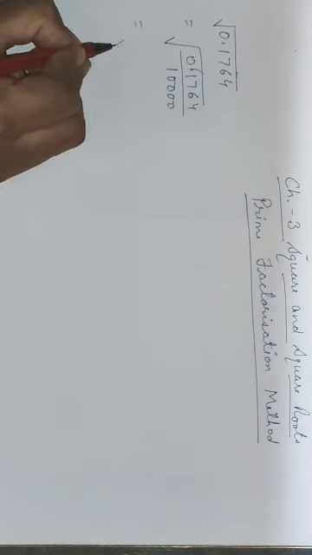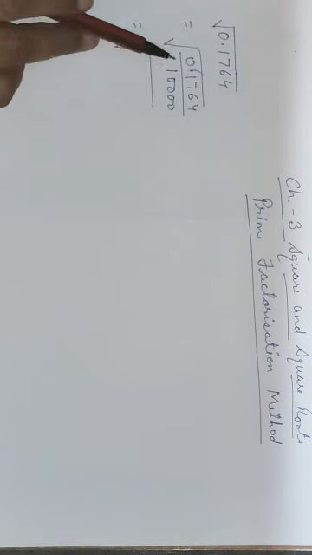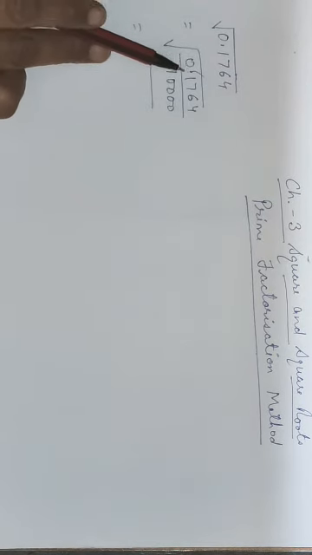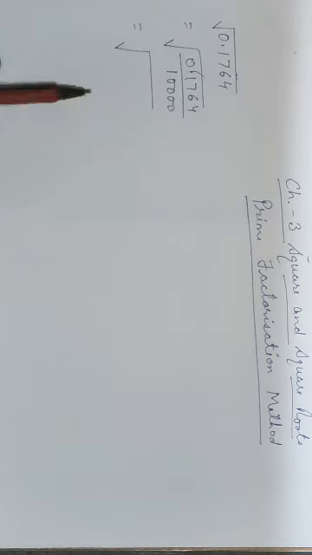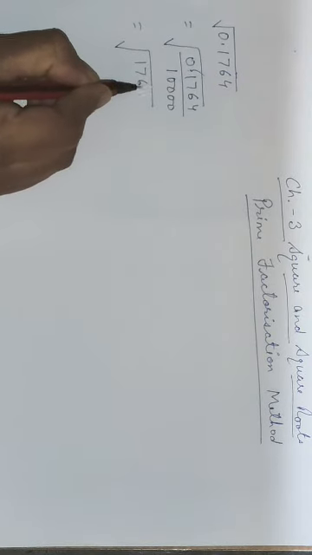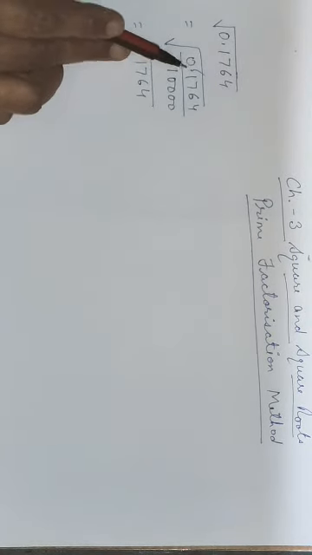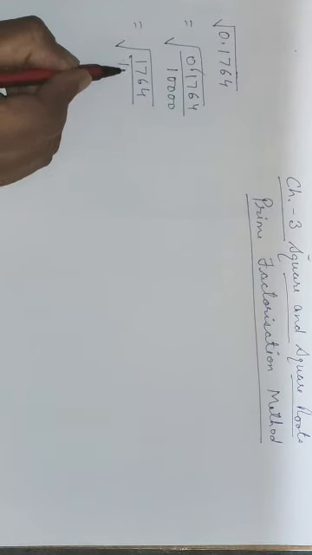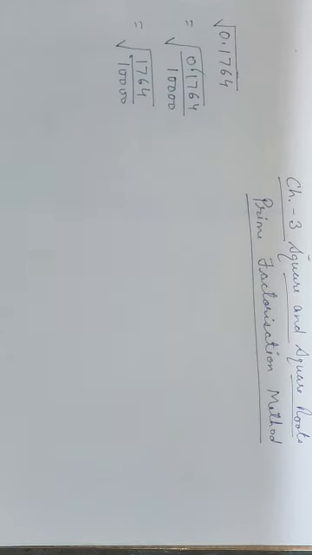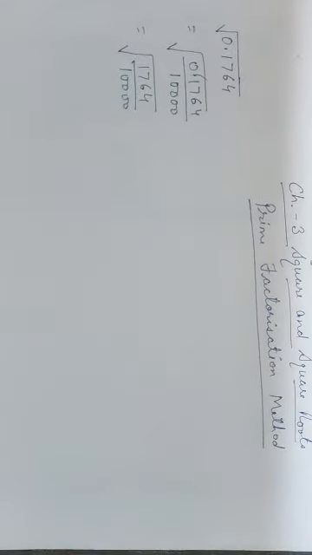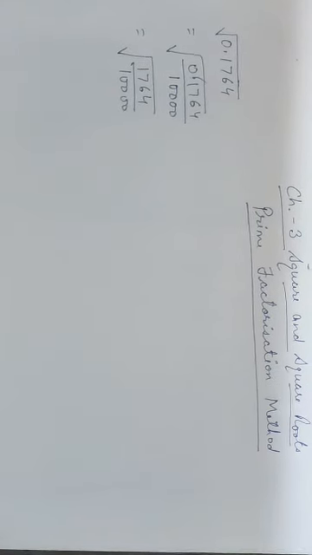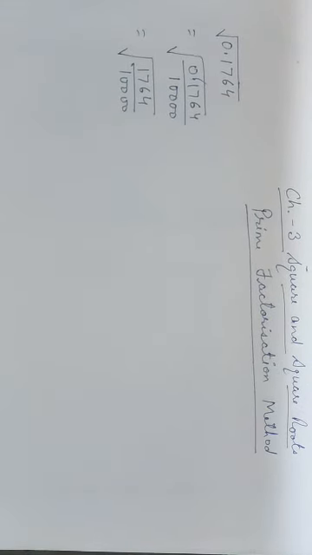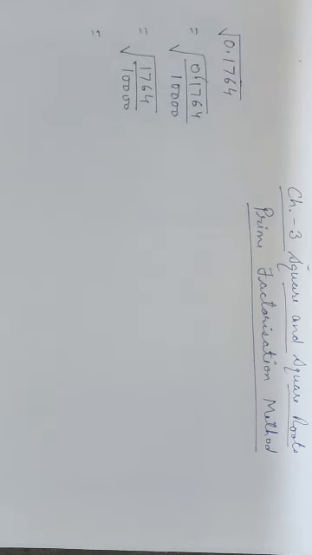So now the number becomes, now I can remove this 0 because a 0 in the beginning has no value. So my number becomes 1764. I have removed the decimal, and in place of the decimal I got this 10000 in the denominator. So now I have to find the square root of this number. I will take the numerator and denominator separately.